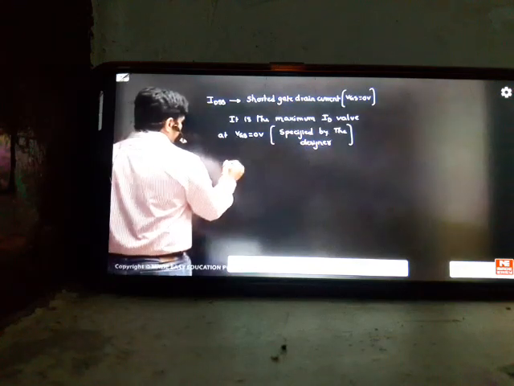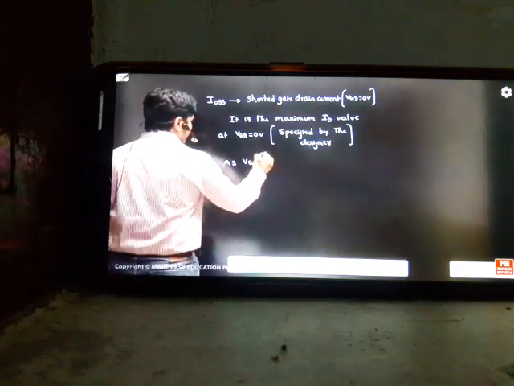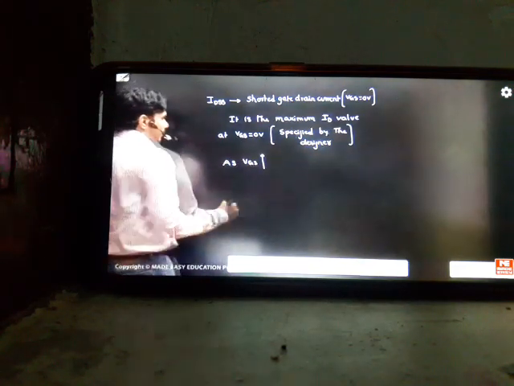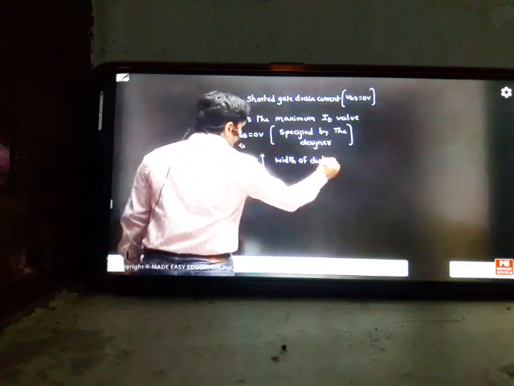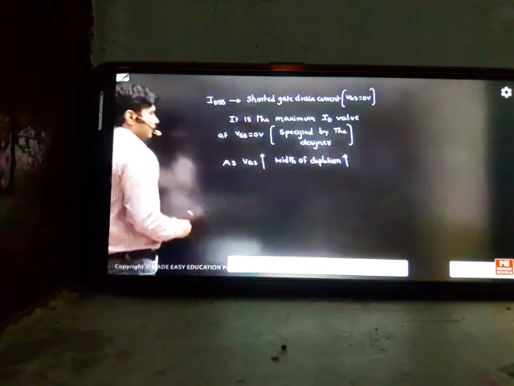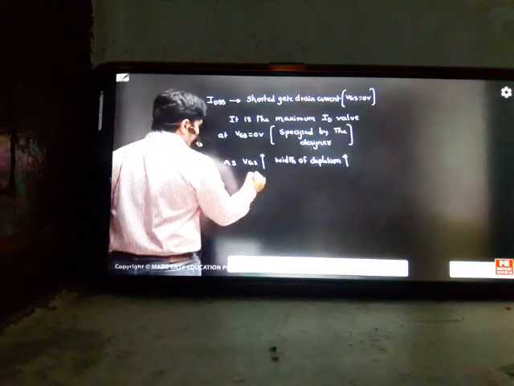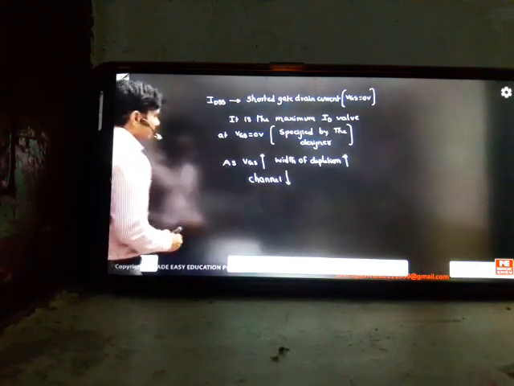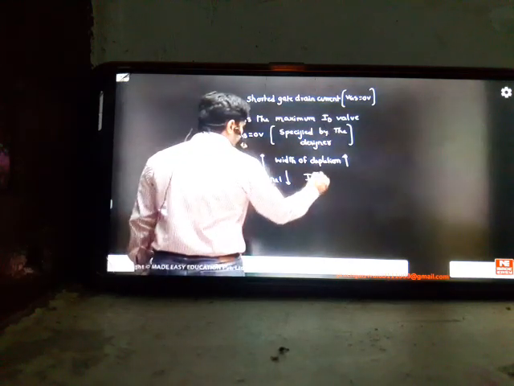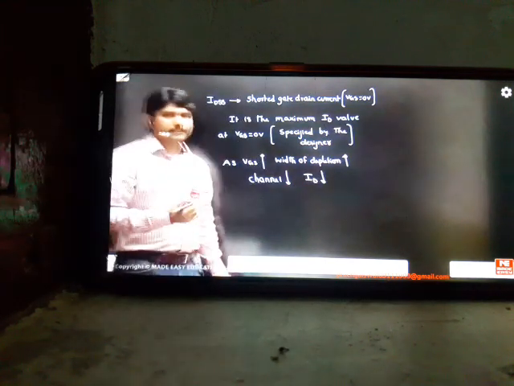What happens is, as VGS, whatever you are applying, is increasing reverse bias voltage, the width of the depletion region will increase. This is the known fact for us. Then automatically the channel, it can be N channel or P channel, will decrease. If the channel decreases, the current flow will decrease. So this is the mechanism we are seeing in our graphs.